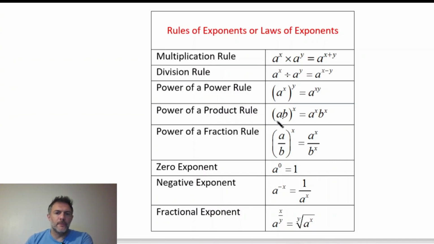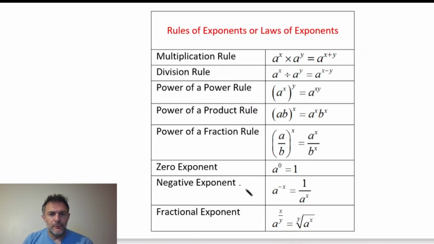Power of a product rule. So if you have a couple things inside of a parentheses, each one of those things gets raised to the x power. So you can see here, the a gets raised to the x power, and the b gets raised to the x power. Power of a fraction rule. So we didn't really see anything like this yet. We may run into it, we may not. I'll leave that as a surprise. We have a over b, in this case, and they're both being raised to the x power.